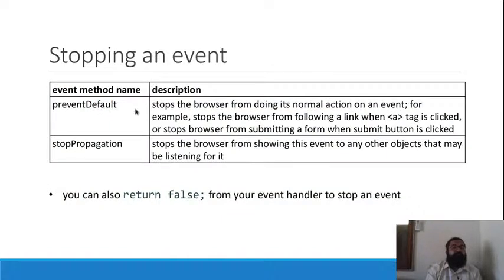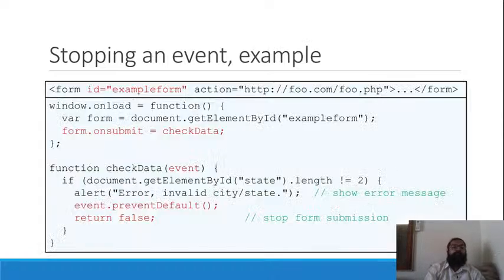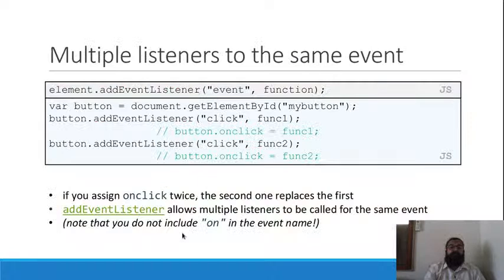So prevent default means stopping the normal action that the web browser usually does when you click on the submit button of a form. It submits the data to the server, so you are stopping this and then returning false. You can have multiple listeners to the same event. So you can have, like, element.addEventListener with the event and function.